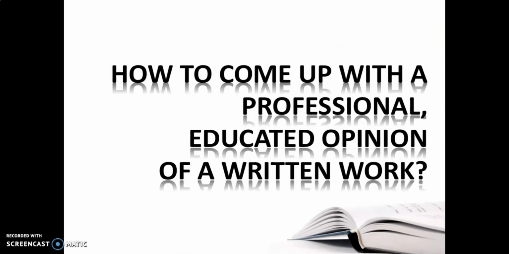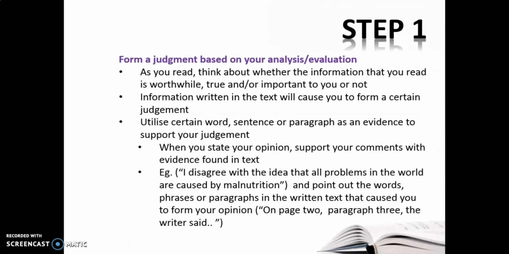So how do you come up with a professional, educated opinion of a written work? There are 4 steps. The first step is all about forming a judgment based on your analysis or evaluation. As you read, think about whether the information that you read is worthy or not, true or not, important to you or not. Because the information written in the text will help you to form a certain judgment, by using certain words, sentences or paragraphs as evidence to support your judgment.